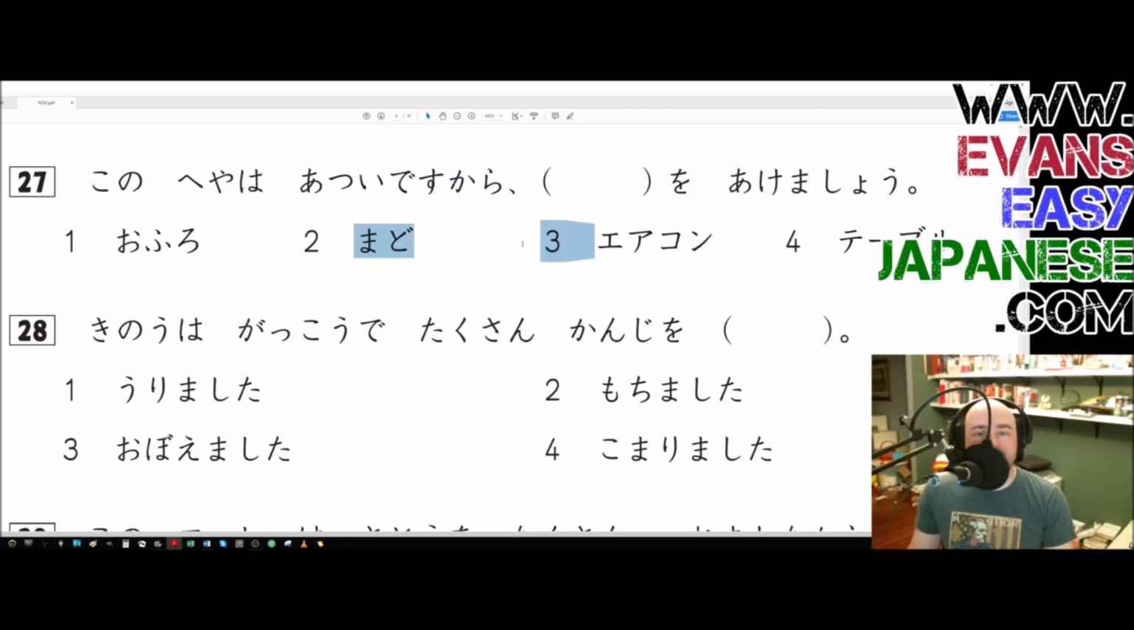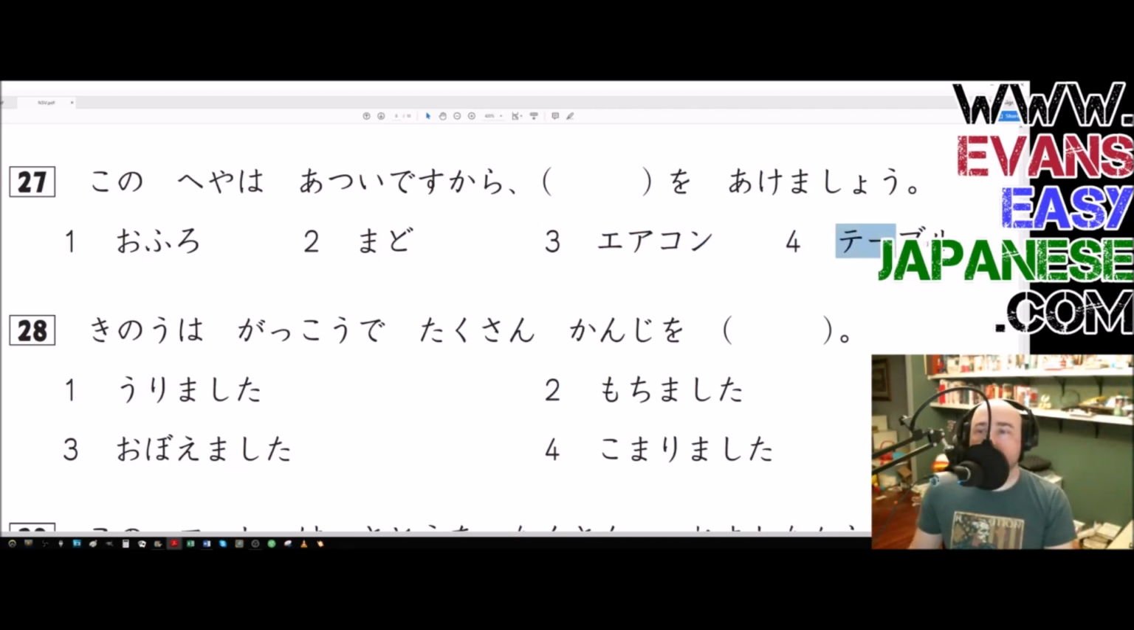Number 2 was mado. Sorry, I went backwards. Mado means window, so this would be to open a window. Makes total sense to me. This room is hot. Let's open a window. But then again, maybe it's hot outside. So I don't know. We have this thing called aircon, which is air conditioning, AC. We don't open air conditioning, so this is not the answer we're looking for. These are not the answers you're looking for.